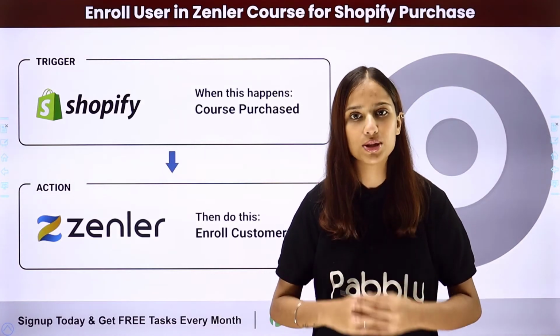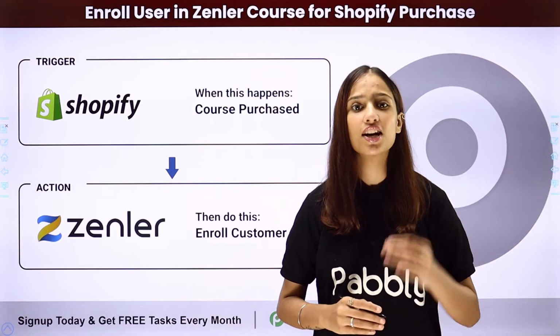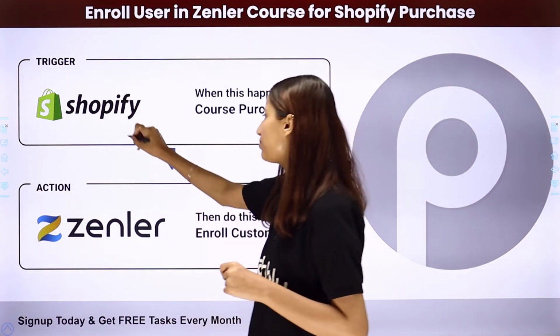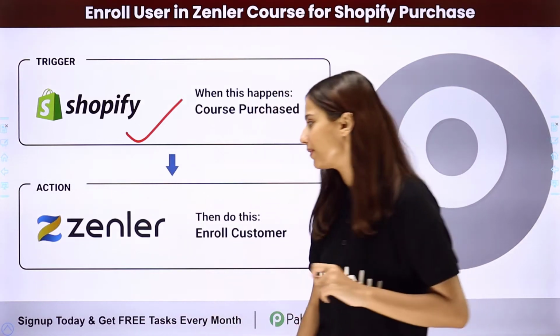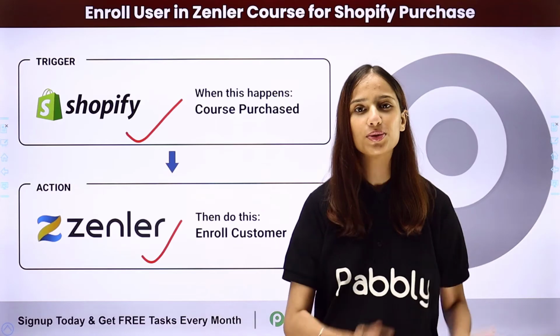So how will I be doing this? For that I need to build an integration between these two applications, for which I will be using Pabbly Connect, where my trigger application will be Shopify and my action application will be Zenler. To learn how I set up this integration, follow me through the screen.